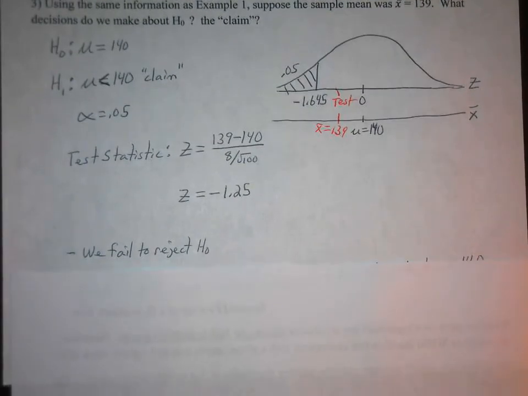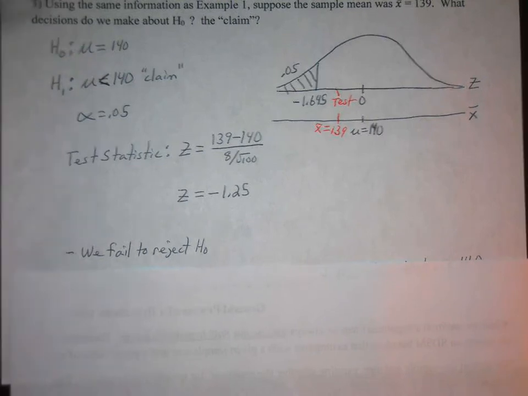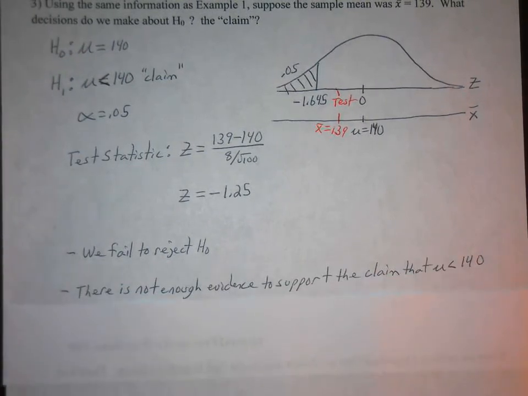And what does that mean about the claim? Now this is a little different. The claim was still the alternative hypothesis, but now we are failing to reject H0. So we are saying that mu equals 140 is good, which means the alternative is not good. If you fail to reject H0, there's not enough evidence to support the claim that mu is less than 140. We're not rejecting that mu is less than 140; we just cannot support that mu is less than 140.